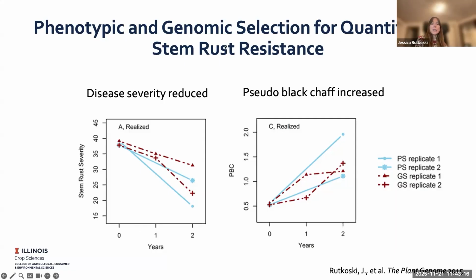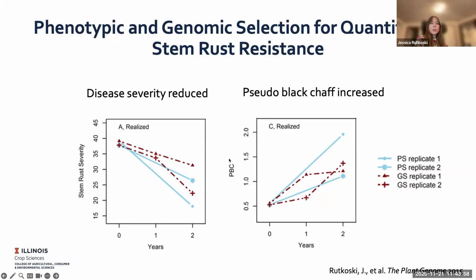We didn't have any effective major genes for that disease in our population. So this is all based on genes with small effects, and we were able to get a reduction in disease severity, which is in panel A. You can see how the populations improved. I had 4 different populations: 2 were selected based on genomic selection, 2 based on phenotypic selection. And you can see in both cases, you get this reduction in severity over 2 years, regardless of how you selected, whether genomic or phenotypic selection.